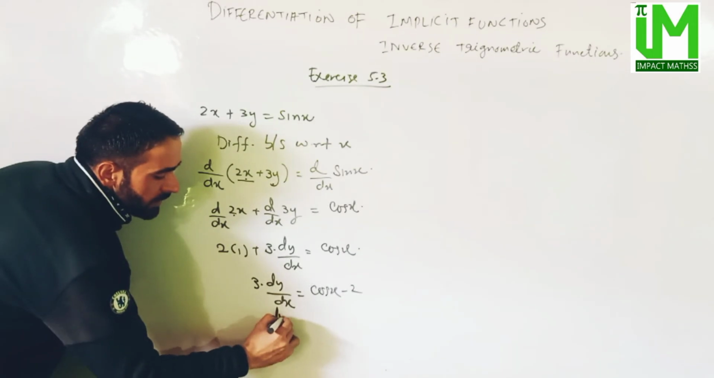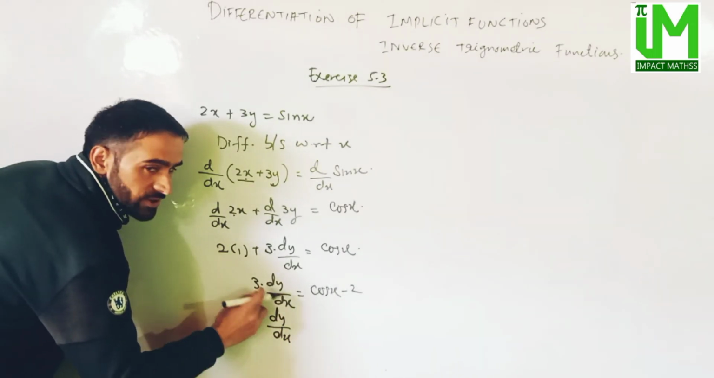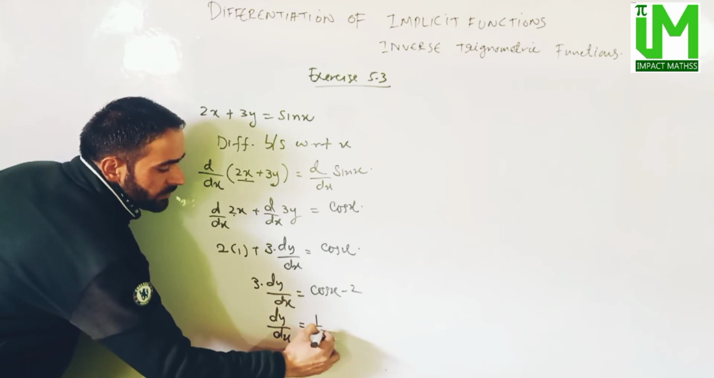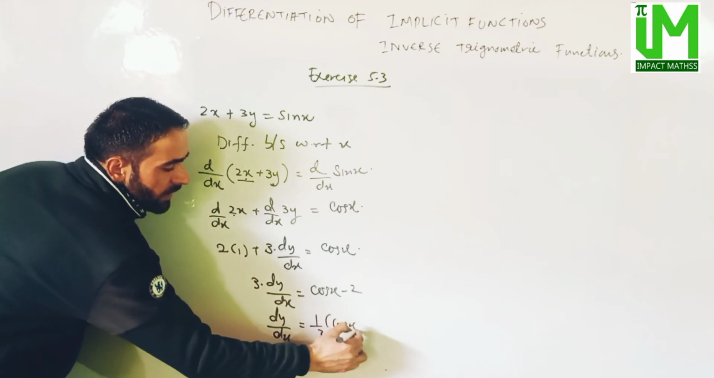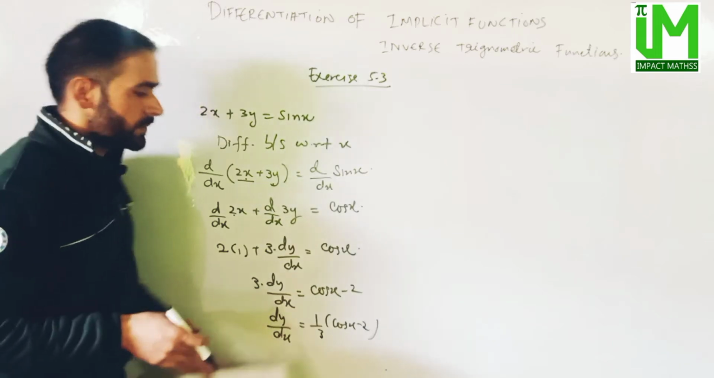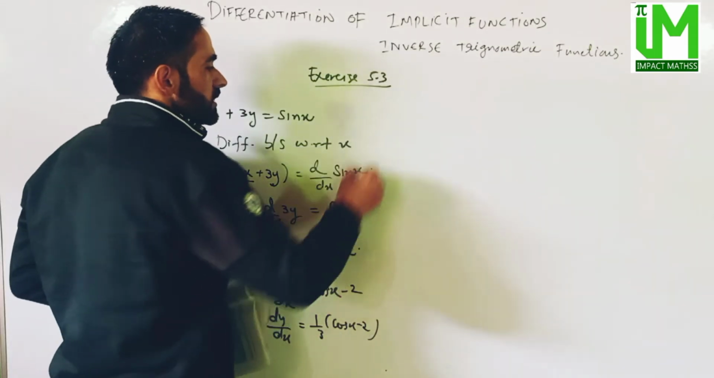ठीक है, यानी dy by dx की वैल्यू क्या है? 3 वहाँ शिफ्ट कीजिए. So it will be 1/3 cos of x minus 2. ठीक है. क्वेश्चन नंबर 2 साथ ही देखिए.